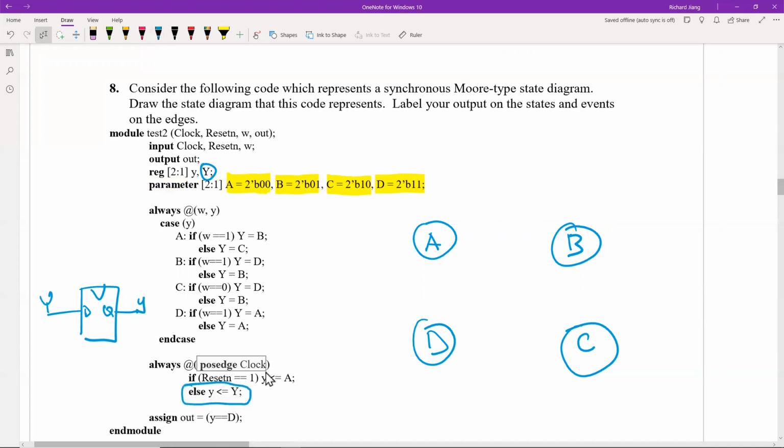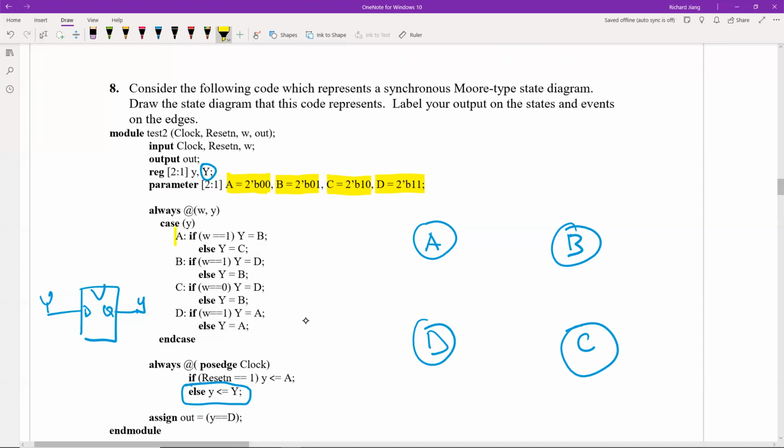On the positive edge of the clock, so when the clock goes from 0 to 1, then it stores Y. Exactly. So on the rising edge of the clock, little y copies whatever capital Y is. Right. Good. All right.